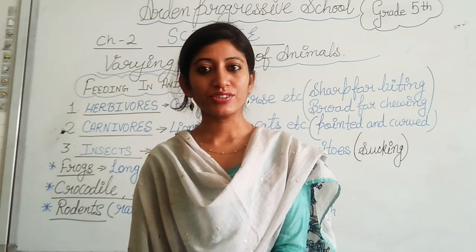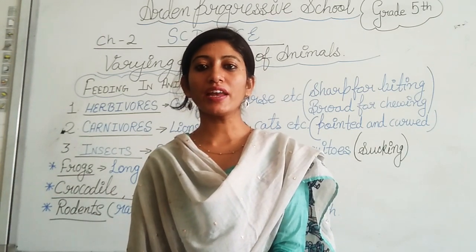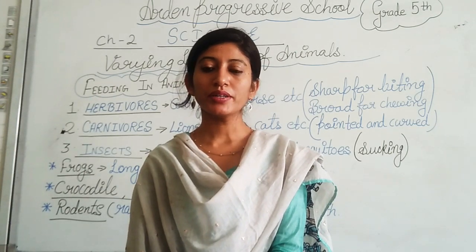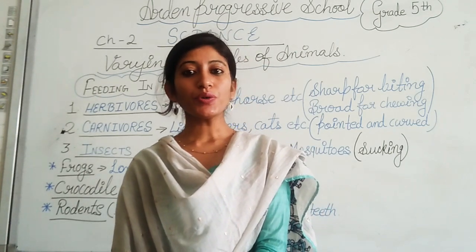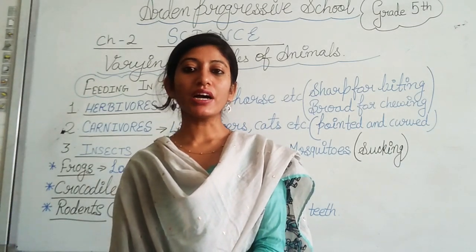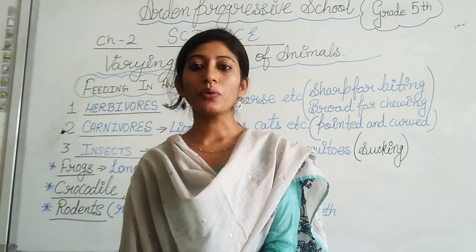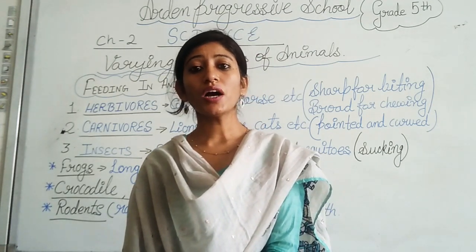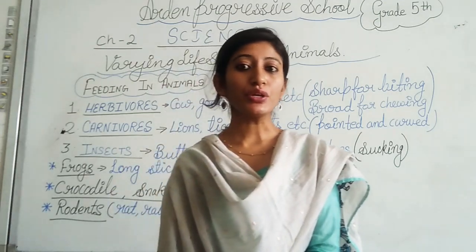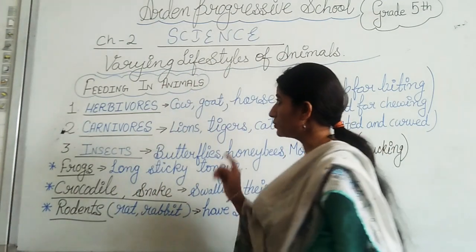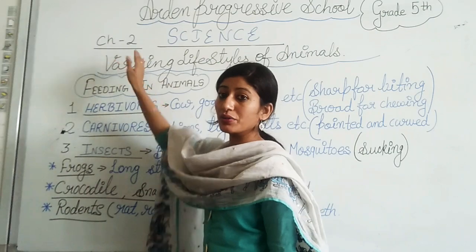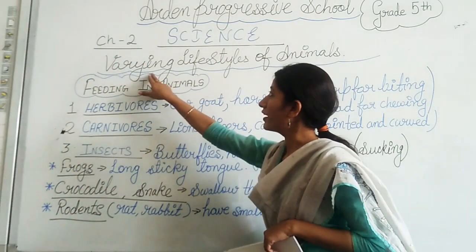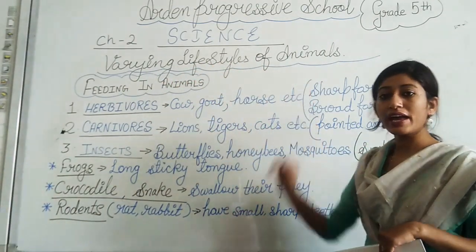This is your science lecture of grade 5th and I am your science teacher Aparna Pandey from Art and Progressive School, Lamachon. So students, as you all know, we have completed our chapter number 1, growing plants from seeds to seedling, right? So now today we are going to start our new chapter, chapter number 2, and its name is Varying Lifestyles of Animals.